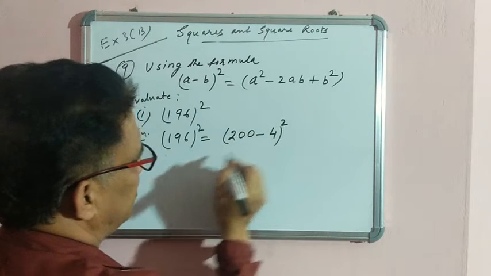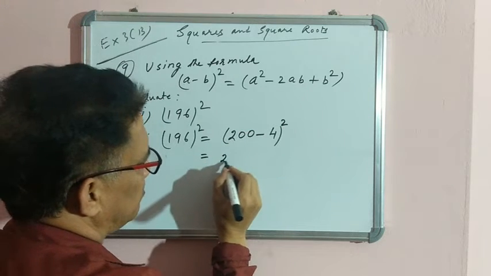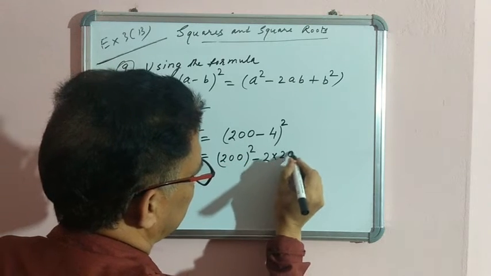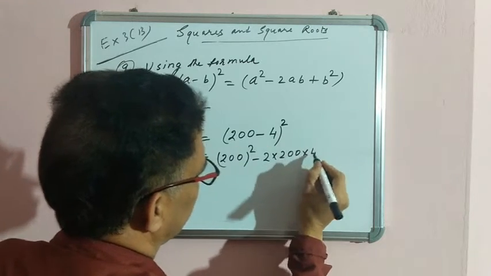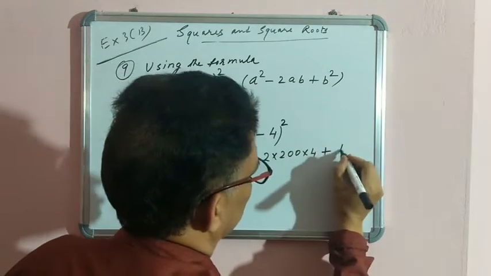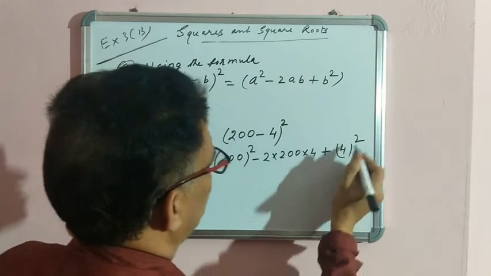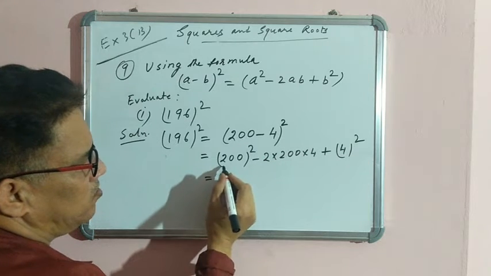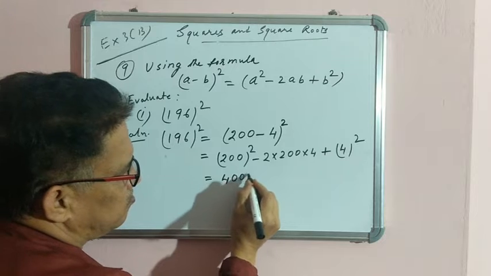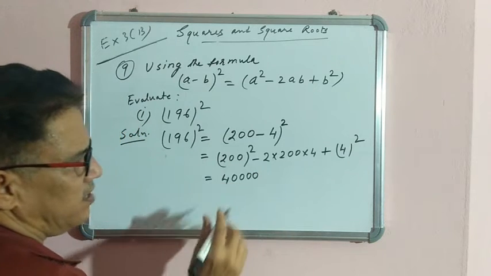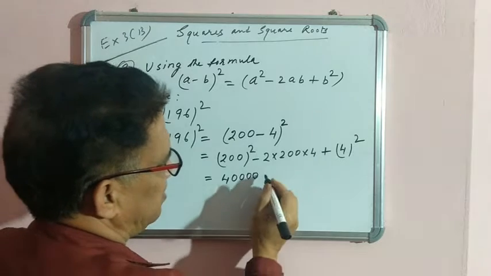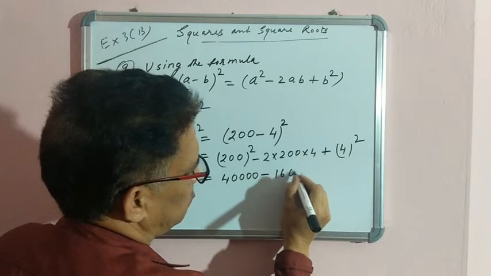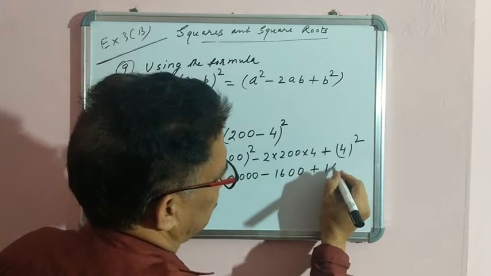Now this is square. Now what we will do, a square minus 2 into a into b plus b square is there. So plus 4 square, the value of b is 4. So 4 square. Now we are getting 2 4s and 4 zeros will be there. After squaring 200 we are getting 40,000 minus what we are getting here, 4 twos are 8, 8 twos are 16, and then double 0 will be there, and here we are getting only 16.